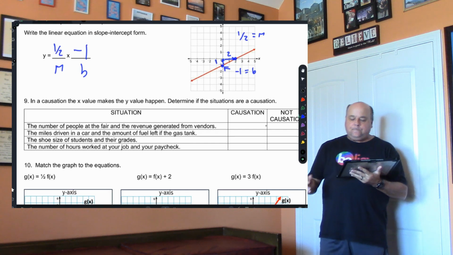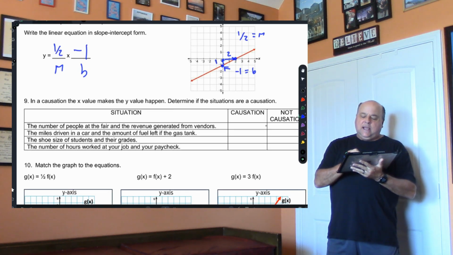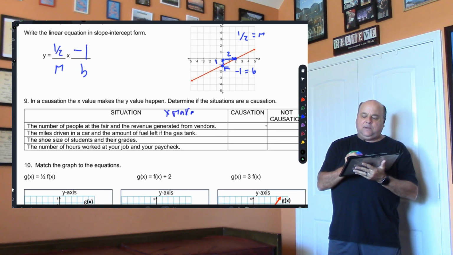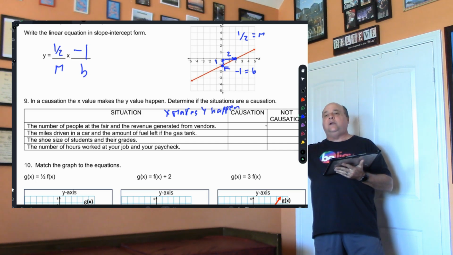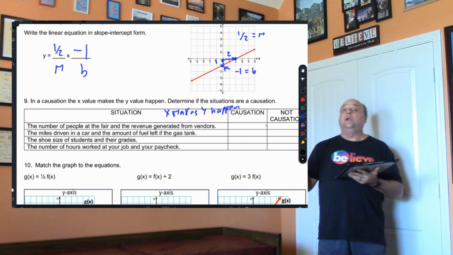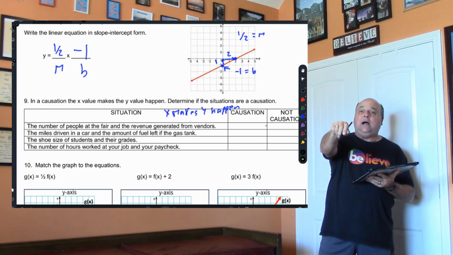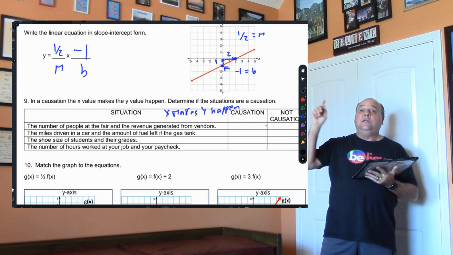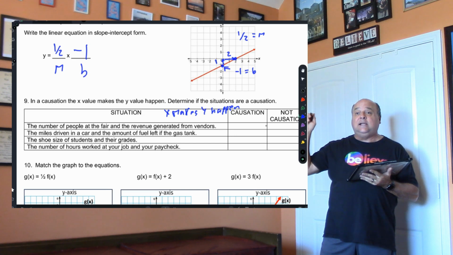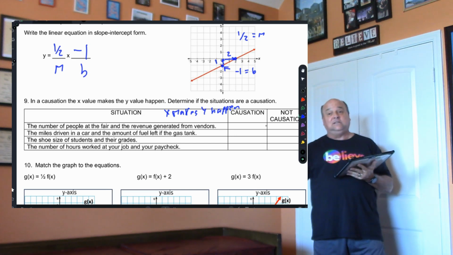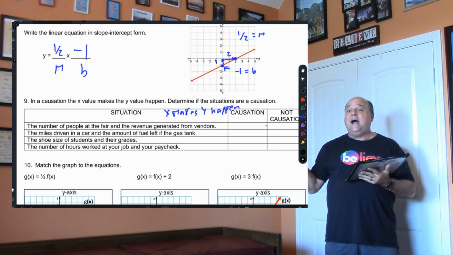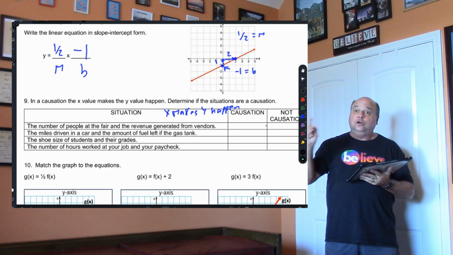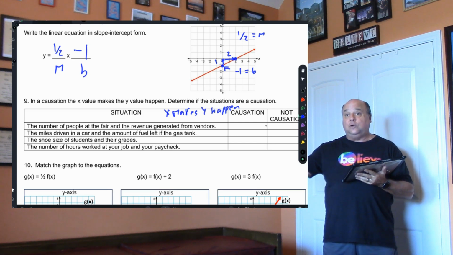Number 9. If it's a causation, X makes Y happen. Just remember that. Remember, X is your input. If you input something and it makes the output happen, it's a causation. For instance, I input the number of hours, my output is the pay I get. The number of hours impacts the pay I get. One that is not a causation, let's take your shoe size. If you input your shoe size, that will not output your IQ, will it? Your shoe size is not a causation of your IQ.